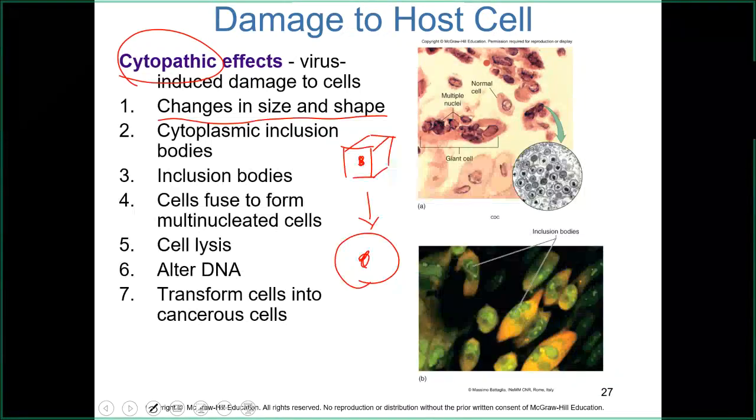In other cases, cells actually may shrink a little bit, and it's loss of parts that contributes to that. If the cell is budding lots of viruses and the membrane is going away, it's going to get smaller and smaller. That may be a consequence too.